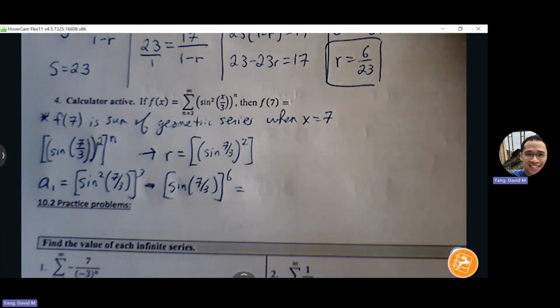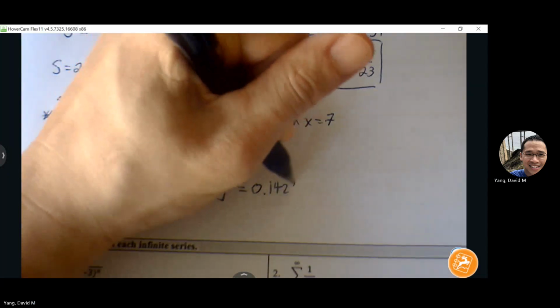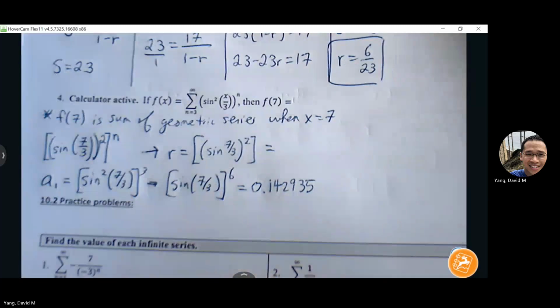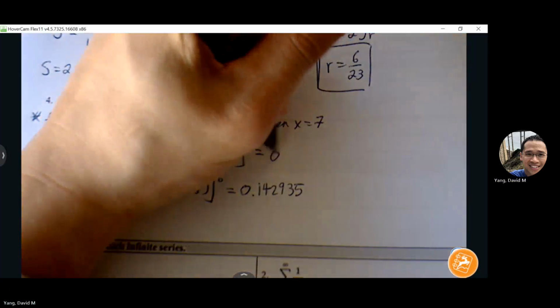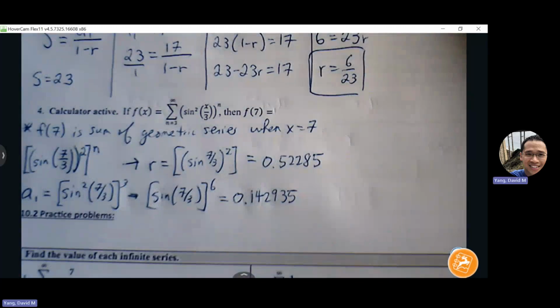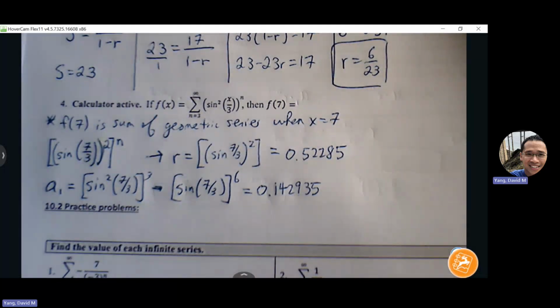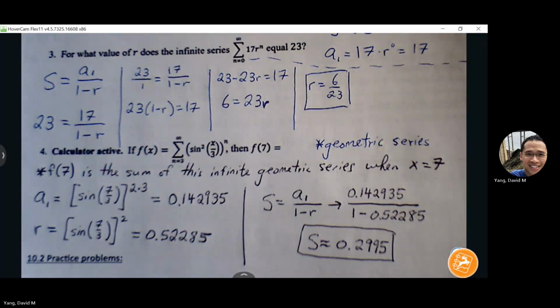Okay, we can use our calculator. We can make sure we're in radian mode. My r is just sine of 7/3 raised to the 2nd power. So now we have everything that we need, right? We have our a sub 1, we have our r, and then we can just put into our sum formula. Anything on the calculator? No, okay.